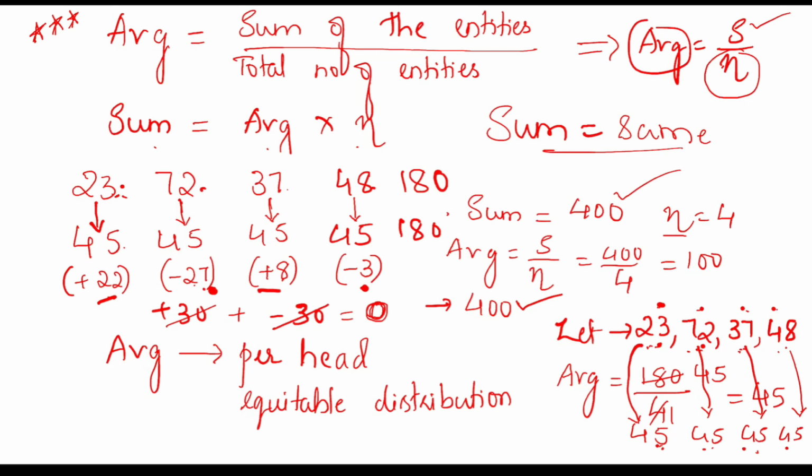So in short, what is average? Average is nothing but per head equitable distribution. If I talk in terms of formula, average is sum of entities divided by the total number of entities. And one more thing to remember is sum is always the same. It will not change.